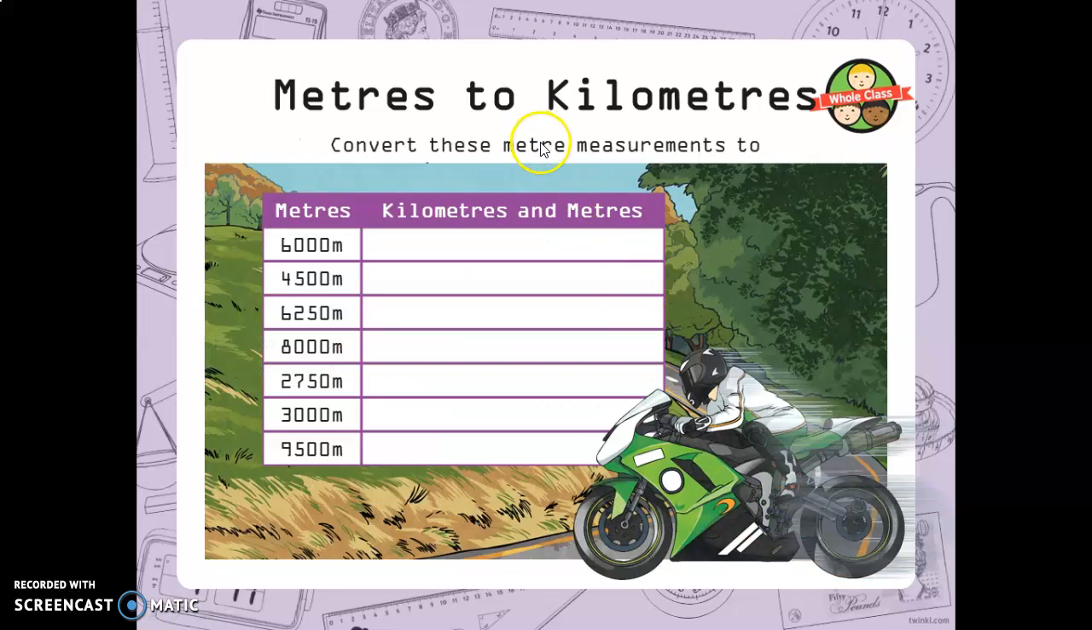Convert these meter measurements to kilometers. Let's just check the first one here, and then you can try to do the rest at your own pace. So 6,000 meters would be how many kilometers? If we divide 6,000 by 1,000, we would have 6. So it's 6 kilometers.